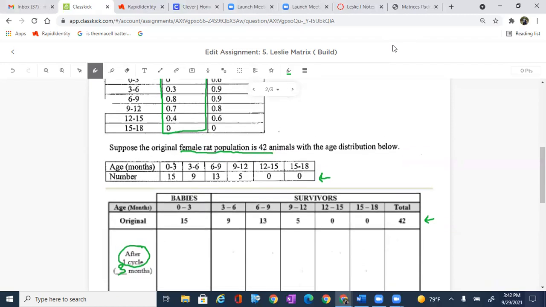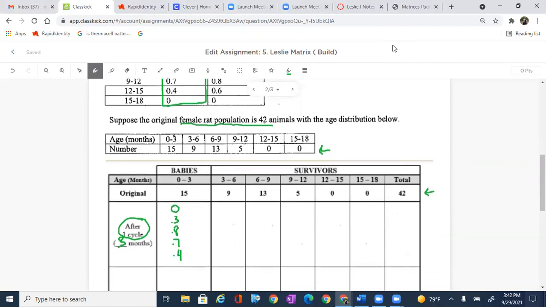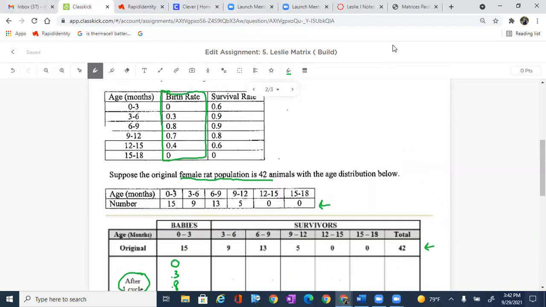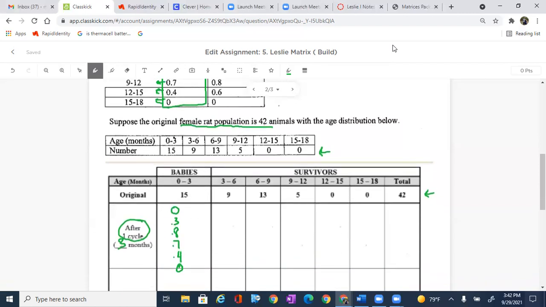So I know that there is a 0 birth rate, a 0.3 birth rate, a 0.8 birth rate, 0.7 or 70%, a 0.4, and a 0 birth rate. Now those birth rates all correspond with how old the animal is, or the rat is in this case. Okay, and so what we're going to do is we're going to go back to what we have originally, and we're just going to multiply it by how many there are.